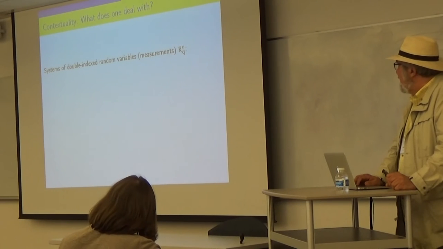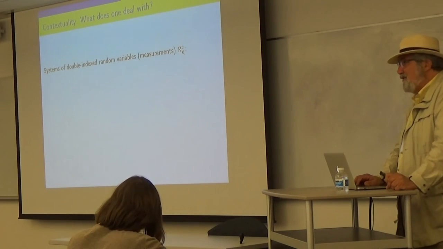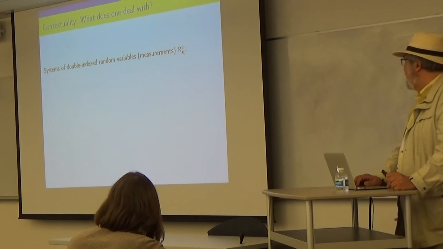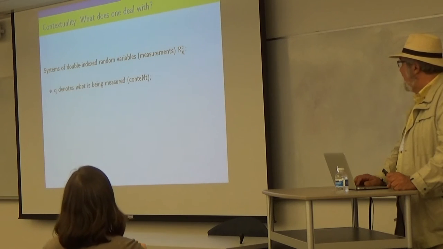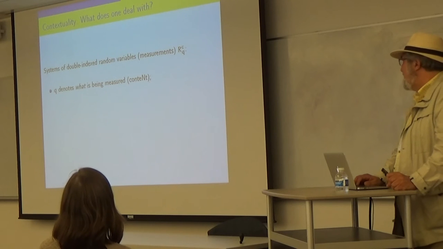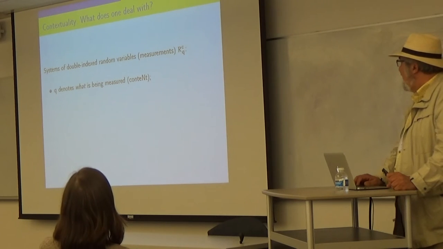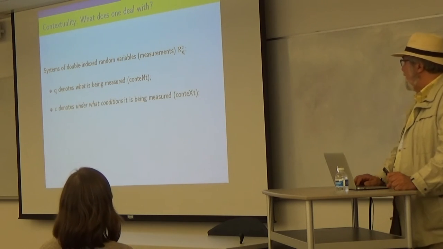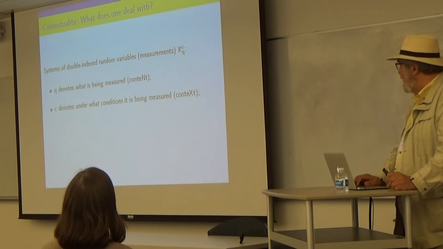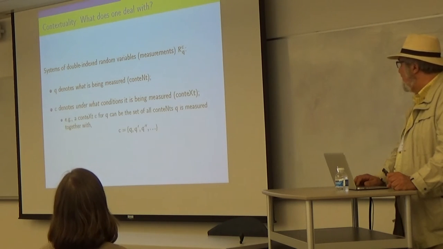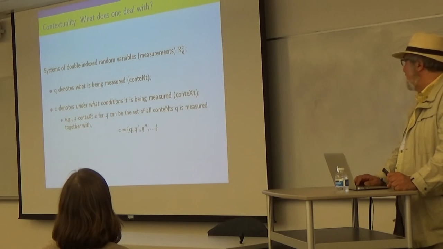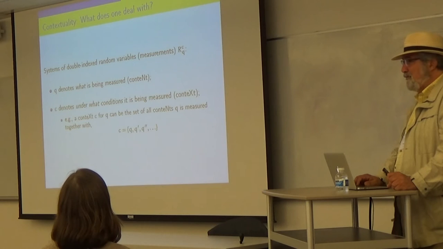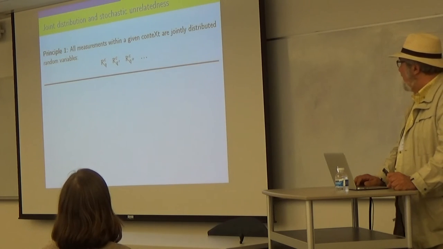Just to remind you that we're using this double notation, where the superscript refers to the context and the subscript to the measured property, which we also call content. So what we measure is the content, and under what conditions we're measuring is the context. And the context can, but does not necessarily, represent the set of the properties being measured together. It can be anything else.